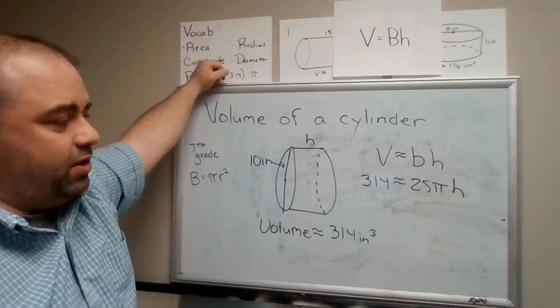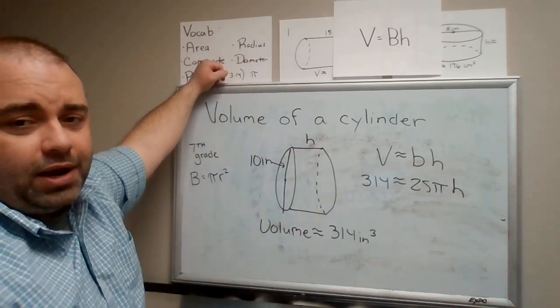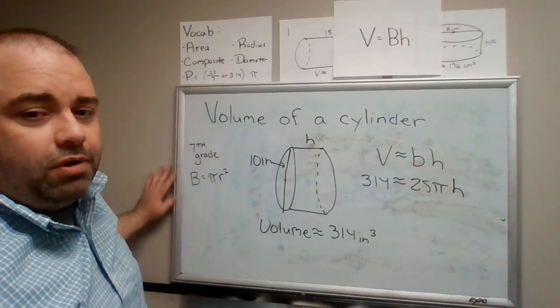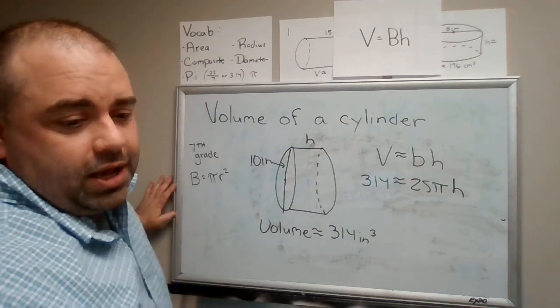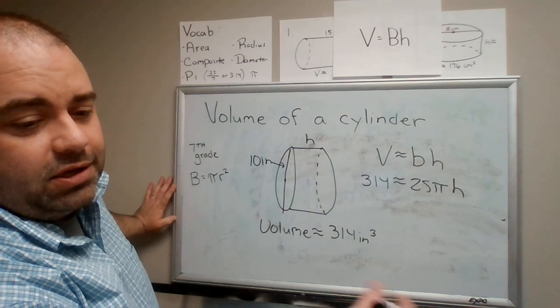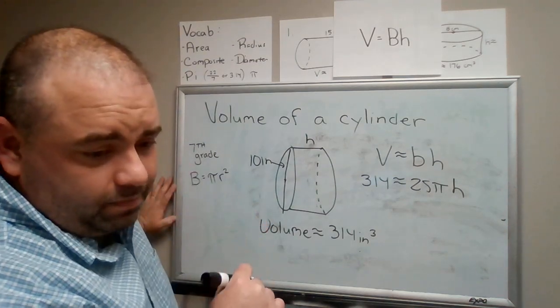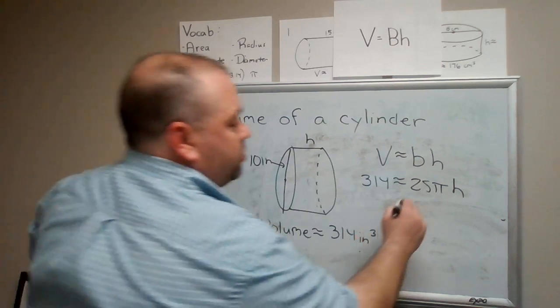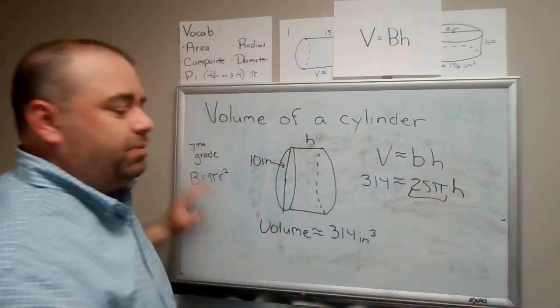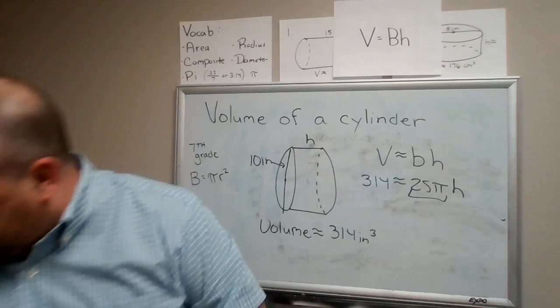Well, we learned before that if we have something missing, we have a variable, we want to get it all by itself. So the way that we're going to do it here is we are going to divide to simplify that back out. So we are going to take this and we are going to solve. So 25 times pi.